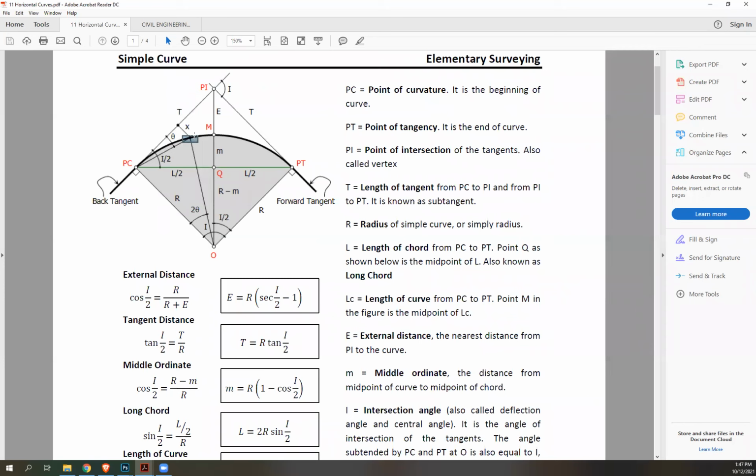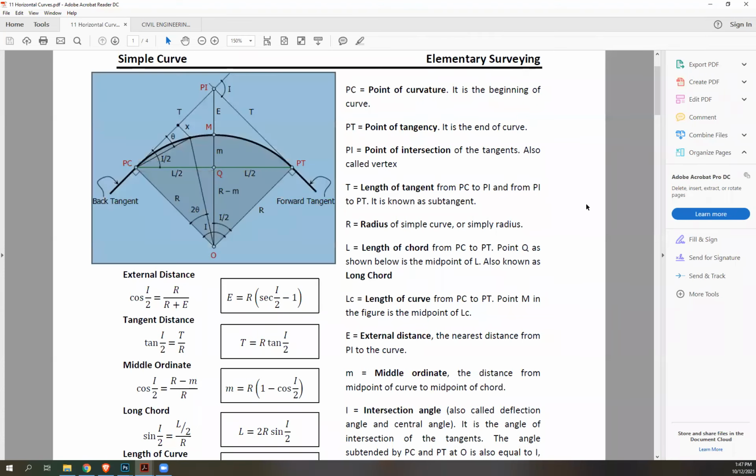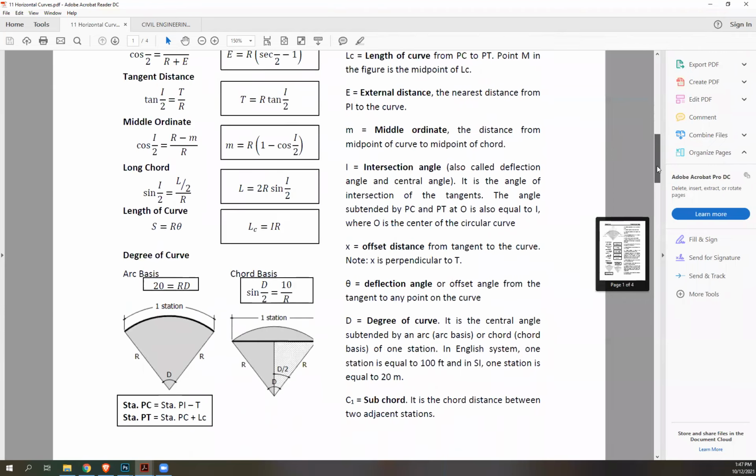Again, deflection angles are used to get points on a curve. Those points are called stations. So let's say there's a station on this point. So the distance from PC to that station is a subchord. And this is your long chord. Okay. All right. So those are the parts.